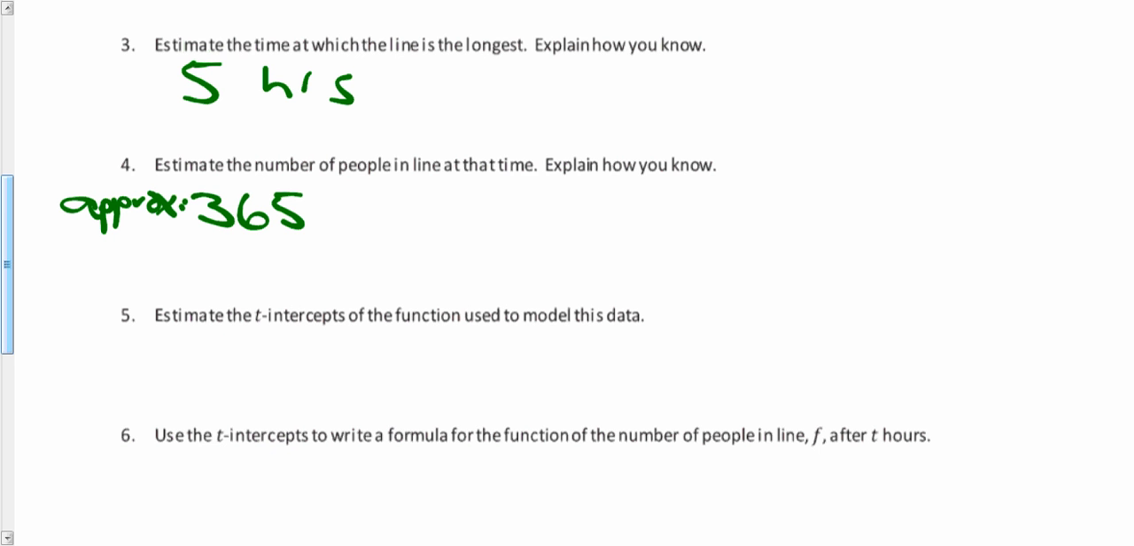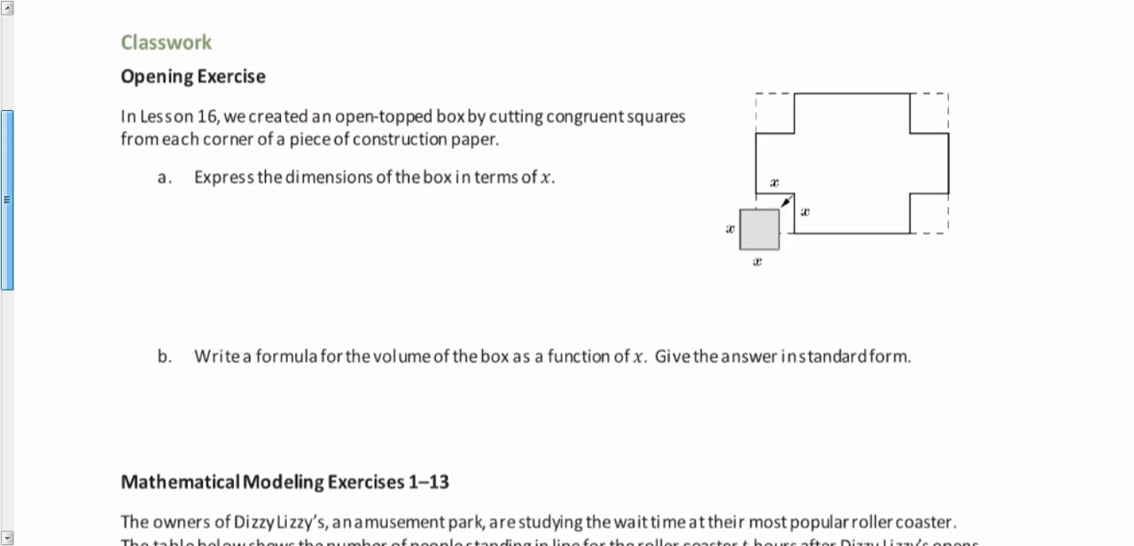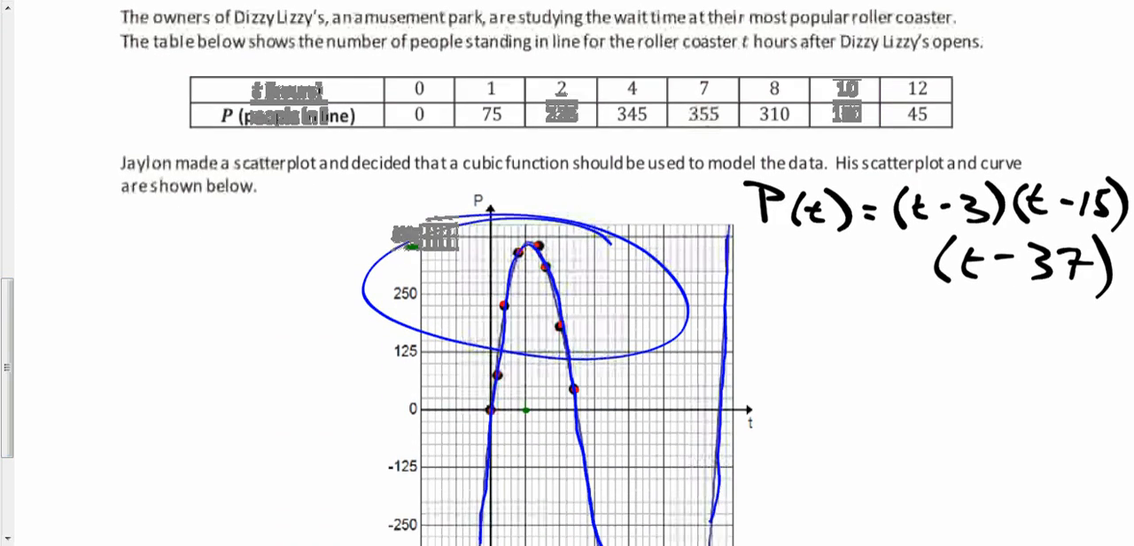All right. Now, number 5 asks us to estimate the t-intercepts of the function used to model this data. What do they mean by that? Estimate the t-intercepts. Crossing what? Intersecting the t-axis. So, at what points does this function cross the t-axis?